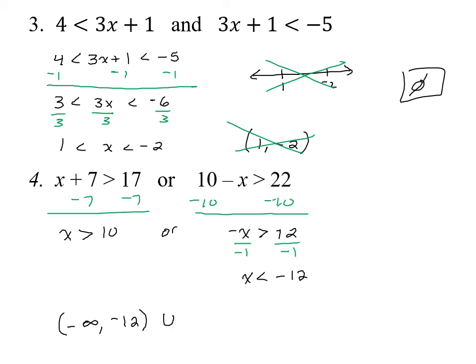"Or" becomes a union. And by the way, the union is not the U on the keyboard. It is one of the symbols across the bottom, there's a palette to use. There's one that's a U and one that's an upside down U. Don't ever pick the upside down U. Always pick the U one. And greater than 10 tells you to go from 10 to infinity.